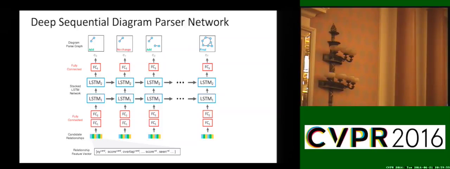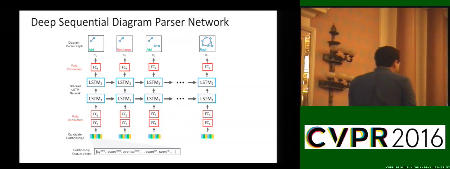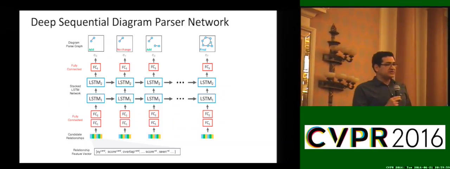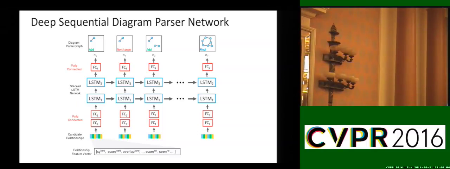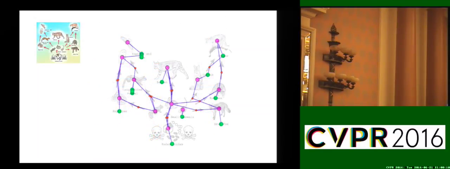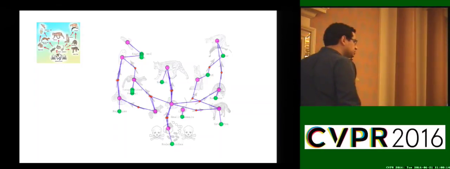So we have a sequential model that can handle those kinds of parses. It adds to the diagram parse one by one as it sees, and it does some versions of contextual modeling as well. Here's an example of a diagram parse that it can produce. It will basically tell you what is where and what is connected to what.